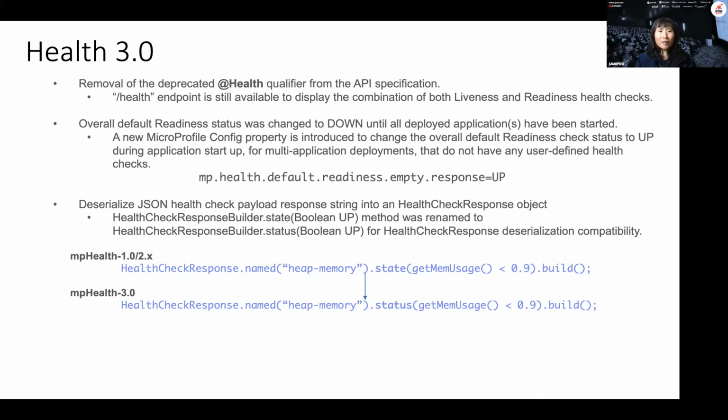So we introduced the concept of an overall readiness status for the health check endpoint: readiness will be down until all the applications have been started. However, you can override it using this property. The other change is that we changed the health check response from state to status. So it's a map with the payload as well.